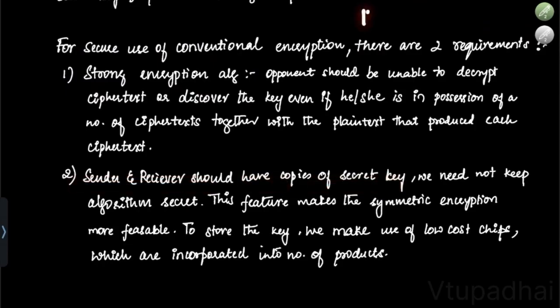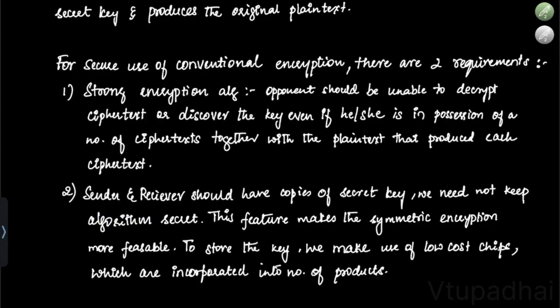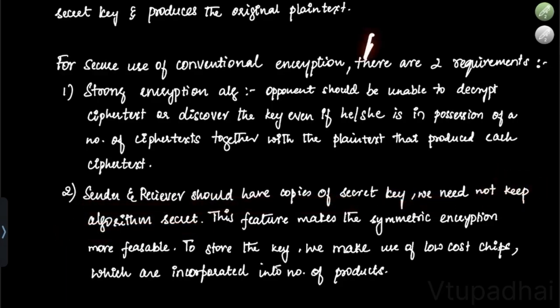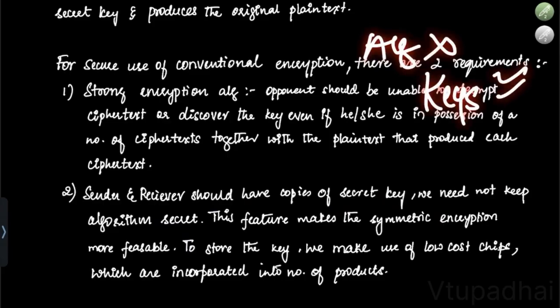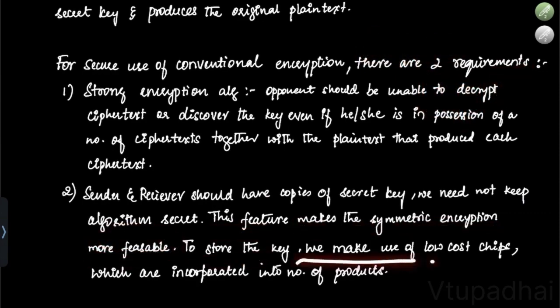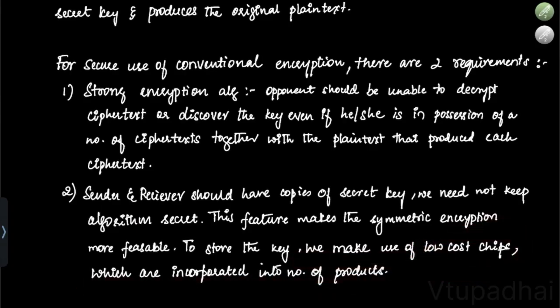That is, if the sender key is k equal to 1 and the receiver key is k equal to 2, then it is asymmetric, it is not the same. So in order to have conventional encryption, this is very important. Sender and receiver should have the same copies of secret keys. We need not keep the algorithm secret. Keeping the algorithm safe is not important, but keeping the keys is very important. This feature makes symmetric encryption more feasible. To store the key, we make use of low cost chips which are incorporated into a number of products.